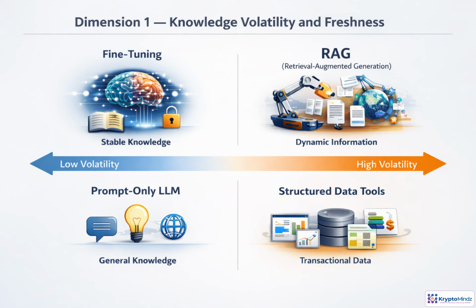Freshness is often the first filter. If facts shift hourly or weekly, like prices, policies, tickets, or product details, RAG is usually safer because you update the source, not the model. If the knowledge is stable and you need consistent behavior, fine-tuning becomes more attractive. For broad general tasks, a prompt-only model may be enough. And when updates are numeric, transactional, or tabular, use databases or traditional ML rather than forcing everything through language generation.